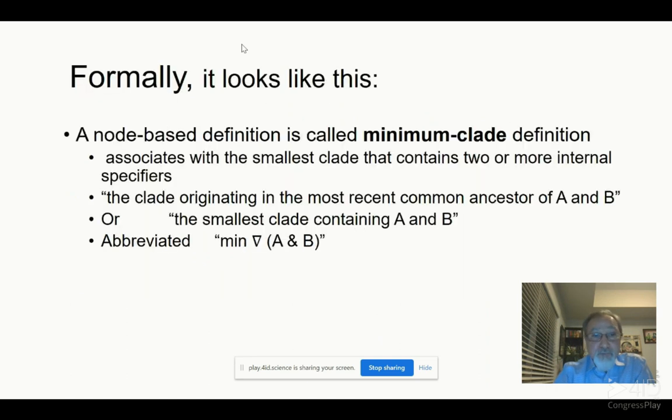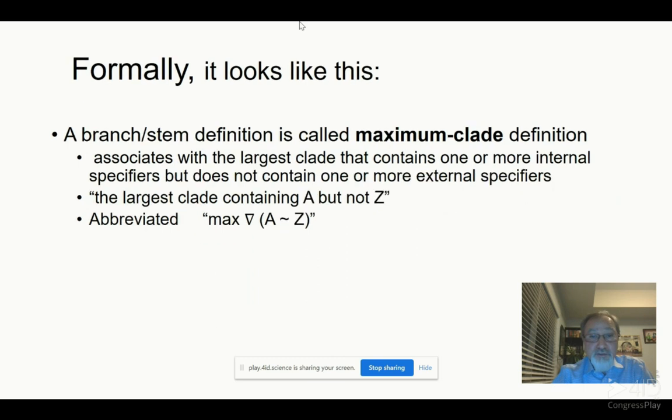So to finish up, I'm going to give you some examples of what things formally look like in phylogenetic nomenclature. One is a node-based definition that is called a minimum clade definition, and it associates with the smallest clade that contains two or more internal specifiers. And it can be written various ways. As you can see, one of them is the smallest clade containing A and B, and it can be abbreviated this way for shorthand, which is useful.